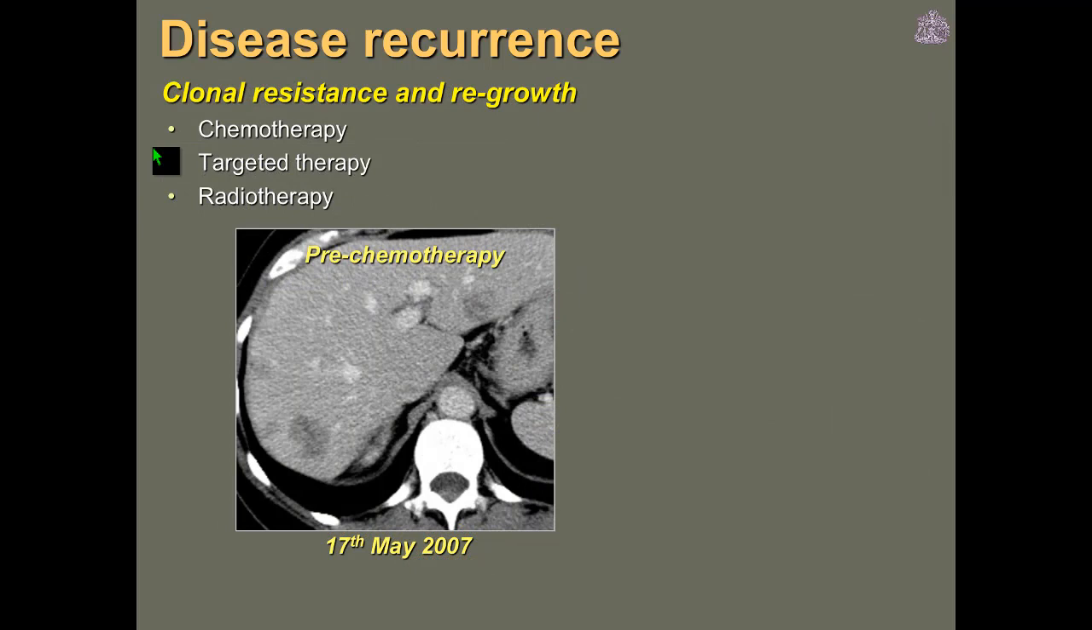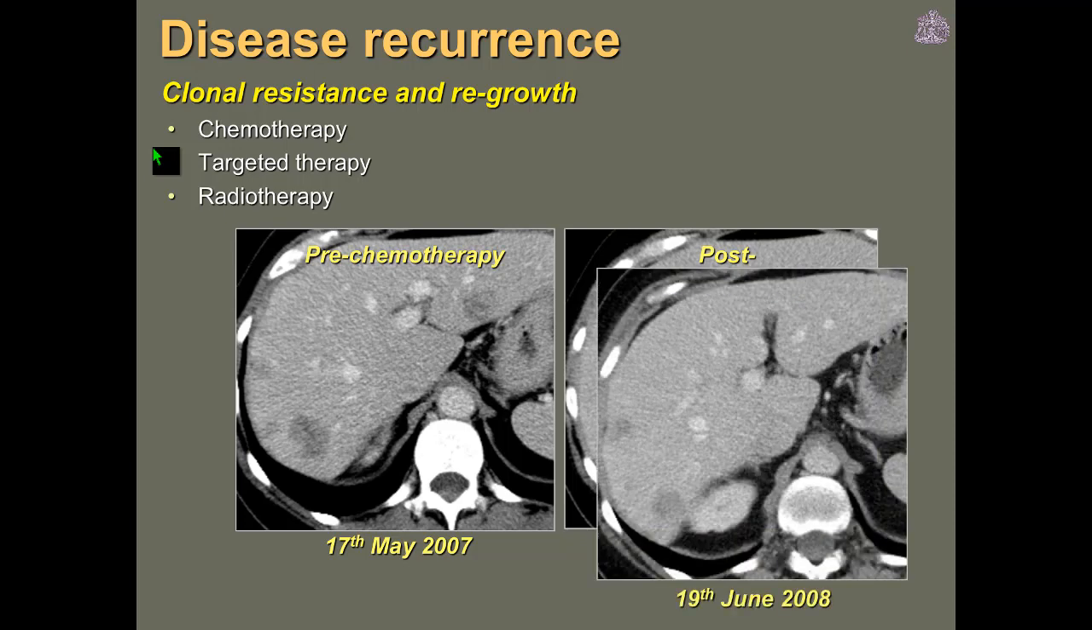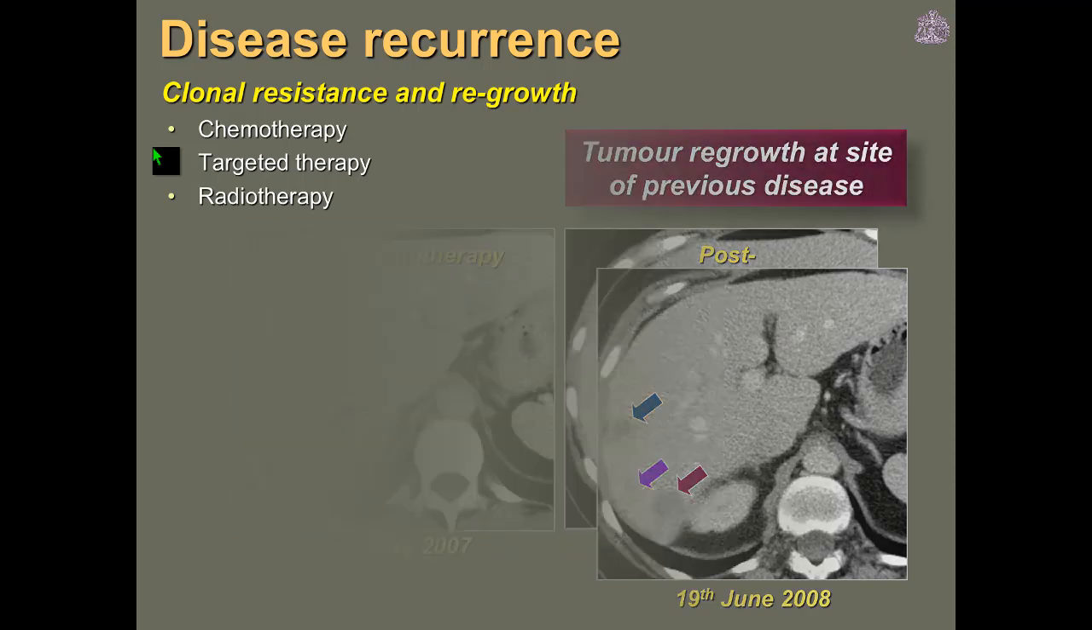And of course, in chemotherapy, what we have also observed in the liver metastases, for example, is that when it comes to clonal resistance and tumor regrowth, they tend to occur at the site of previous disease. So here we have a couple of liver metastases in the right lobe of the liver. And about a year later, after chemotherapy, you can see that all the disease has gone away. So everybody said, hooray, this is great. But then 3 months later, you can see that the disease has come back, but pretty much at the site of the previous disease. So these are patterns that are quite typical of tumor regrowth in the liver.